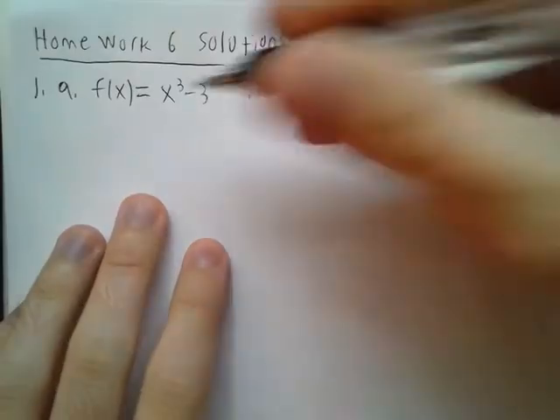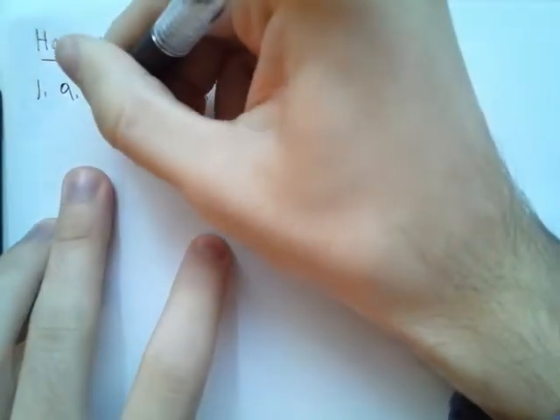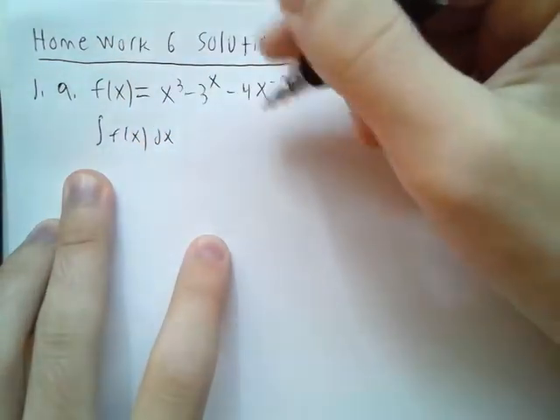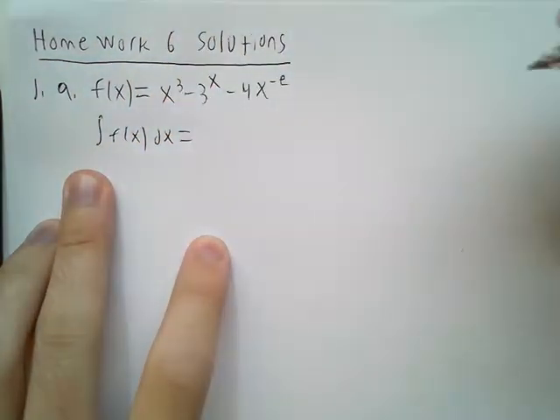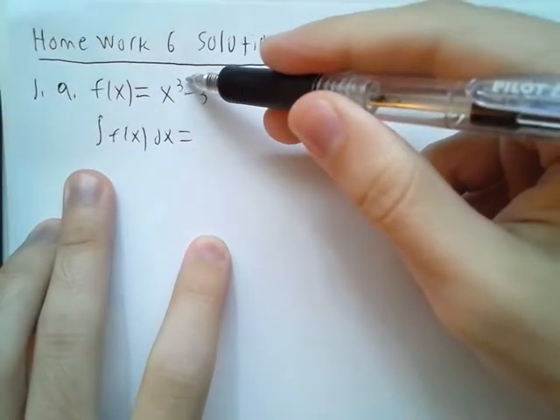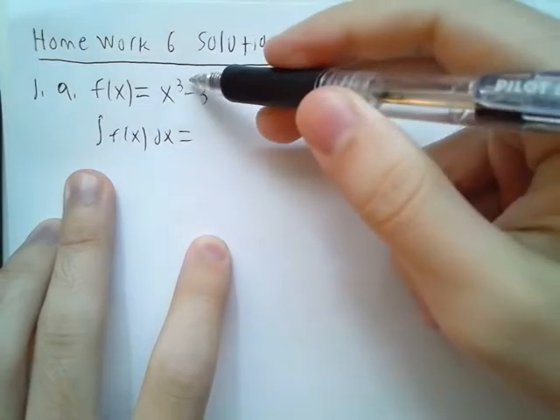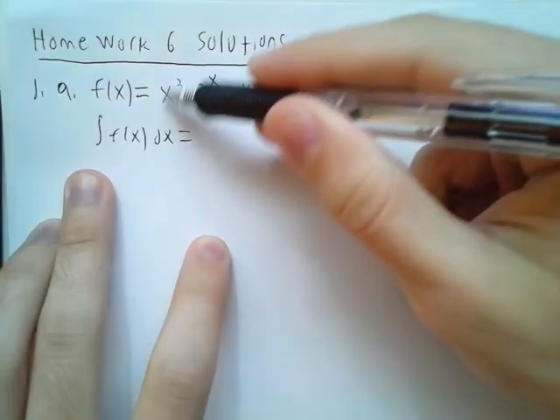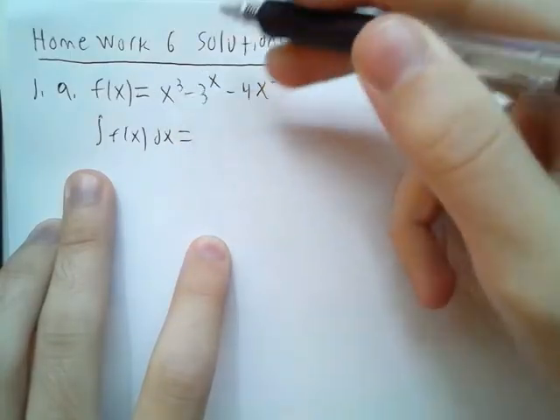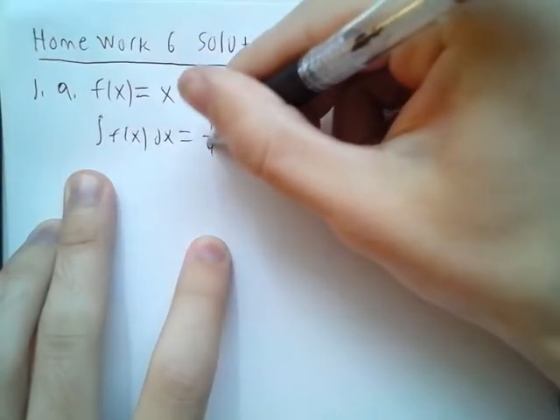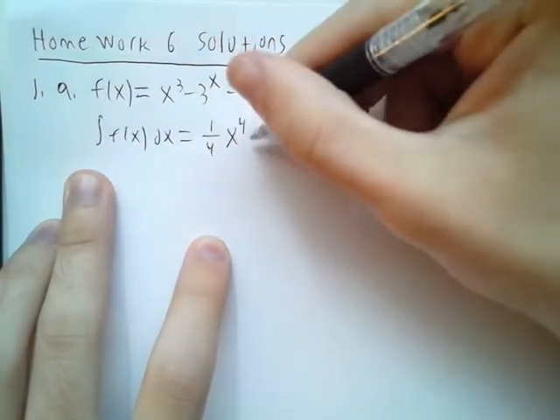So if we want to find the antiderivative of the function, we can apply the rules that we've discussed in class. So recall that we have the power rule, which says that the antiderivative of x to the power p is 1 over p plus 1 times x to the power p plus 1. So for a term like x cubed, we can use the anti-power rule with p equals 3 to get that the antiderivative of that term is 1/4 x to the 4th.